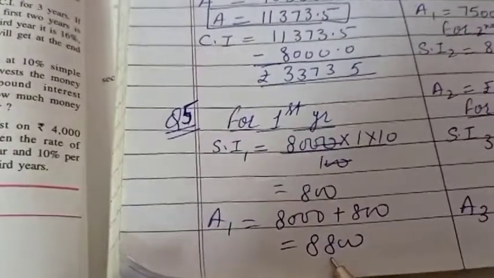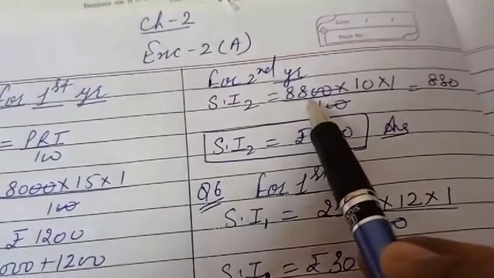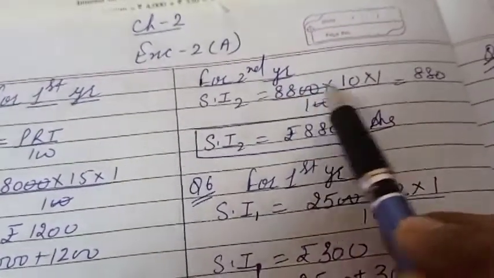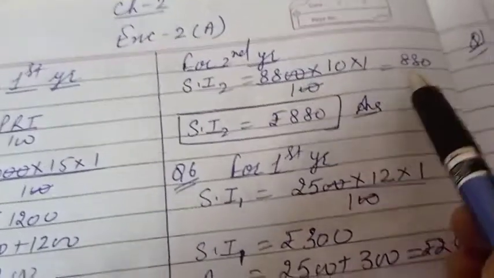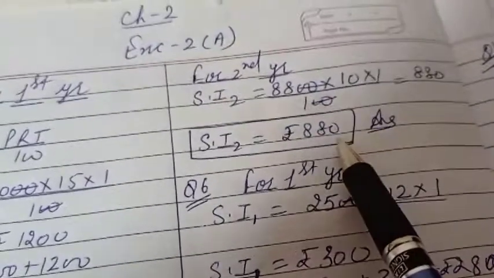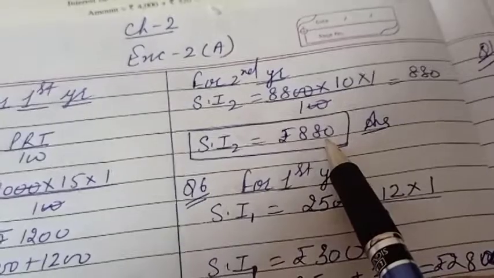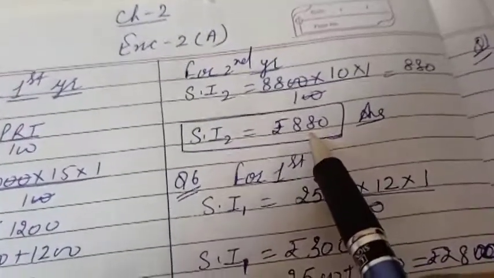Now this will become principal for the second year. So for the second year, simple interest will be equal to, this is the principal now, rate will remain same, time will be 1 upon 100. So it is 880. So this is the compound interest obtained of the second year. This you were asked to find out.